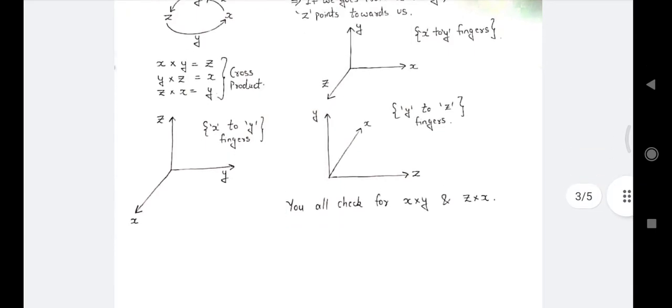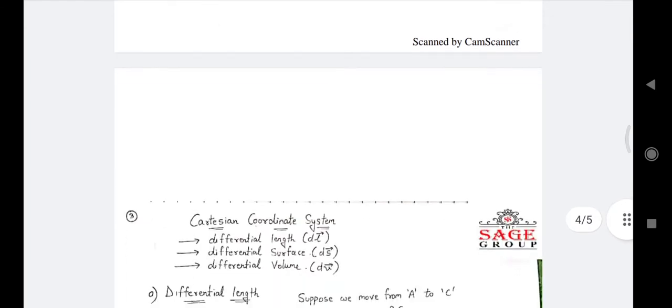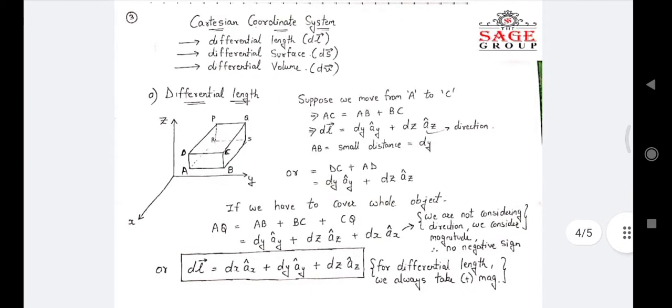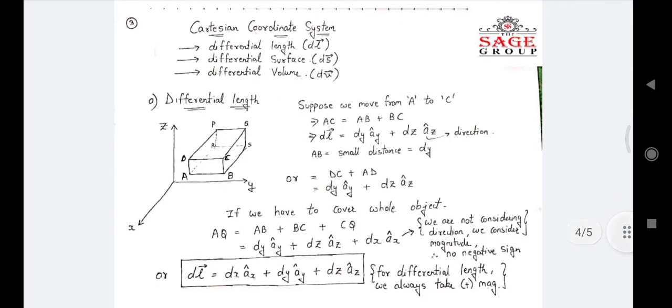Now in today's session we will see what is the utility of the Cartesian coordinate system in our subject, that is electromagnetic field theory. To understand the concept of a Cartesian coordinate system, we will see it in three parts: the differential length, differential surface, and differential volume. So why are we using all these?